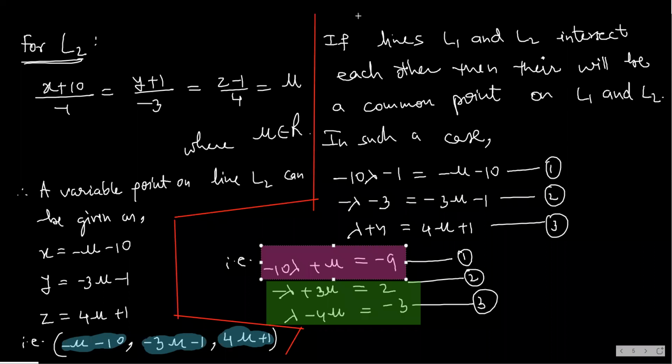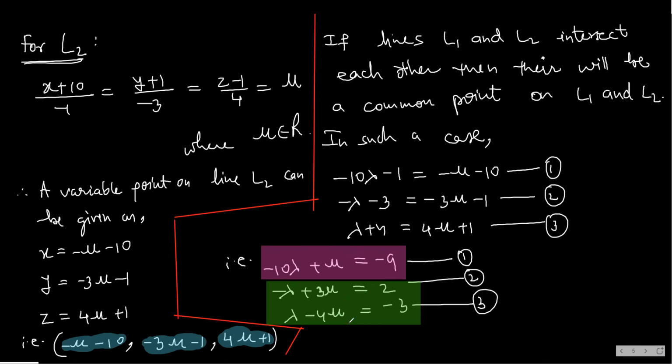So this is one way I can do it. The other way of doing it is the determinant method. I will form a determinant, and if the determinant value is 0, then the three equations in two variables are consistent.